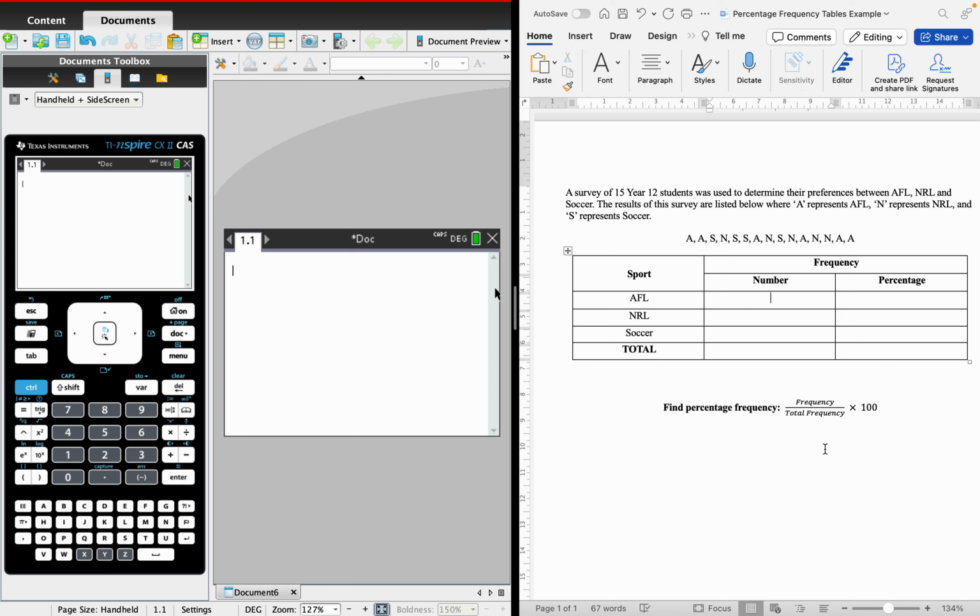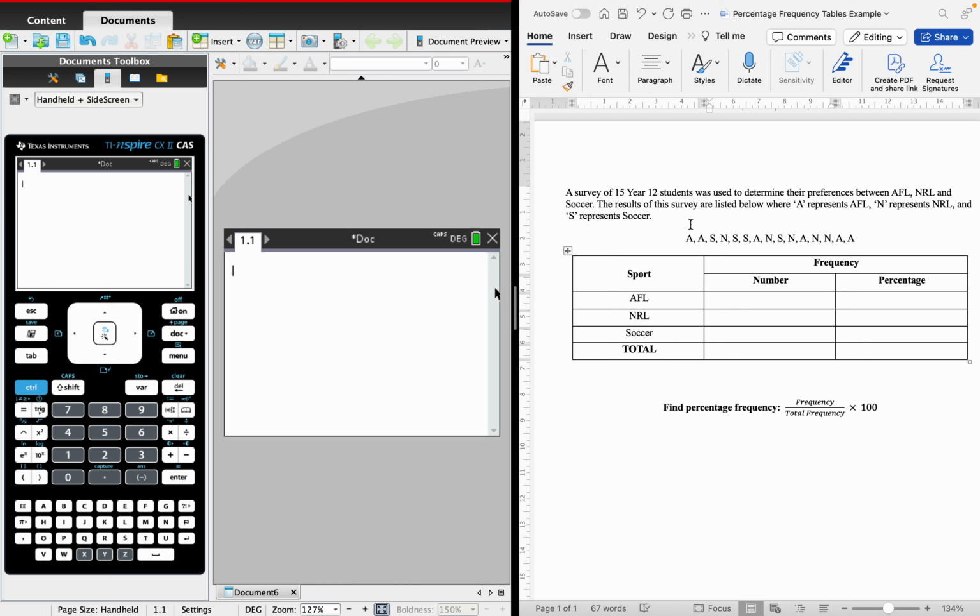Now, this fraction, the frequency of that outcome occurring divided by the total number of outcomes, is your proportion. Then to convert from a proportion to a percentage, you just multiply by 100. In this example, a survey of 15 Year 12 students was used to determine their preferences between AFL, NRL, and soccer. The results of this survey are listed below, where A represents AFL, N represents NRL, and S represents soccer.